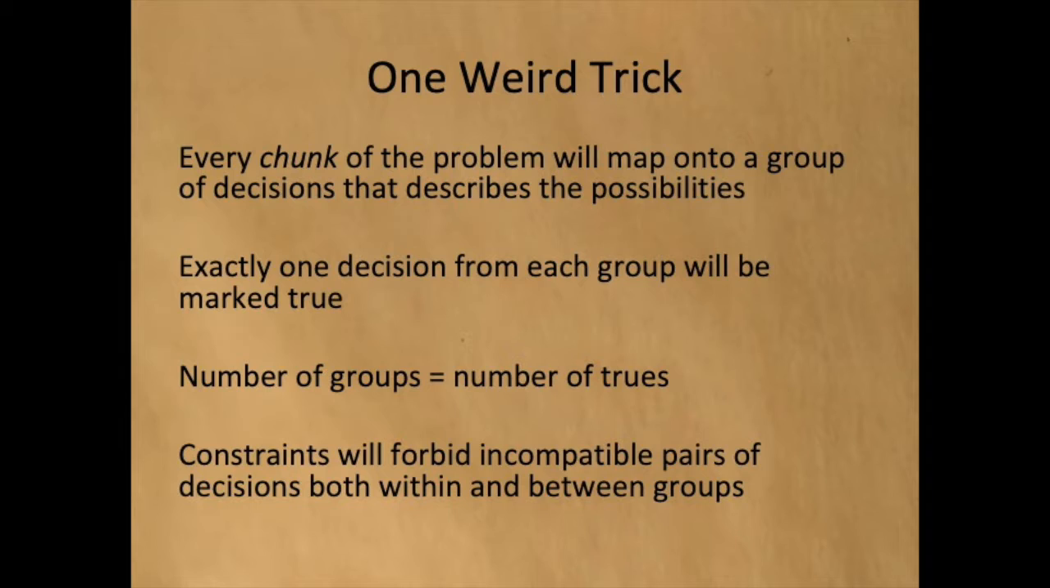One weird trick. Every chunk of the problem will be mapped into a group of decisions that describes the possibilities for that chunk. Exactly one decision from each group will be marked true, so the number of groups will equal the number of truths. Constraints will forbid incompatible pairs of decisions within groups and between groups.